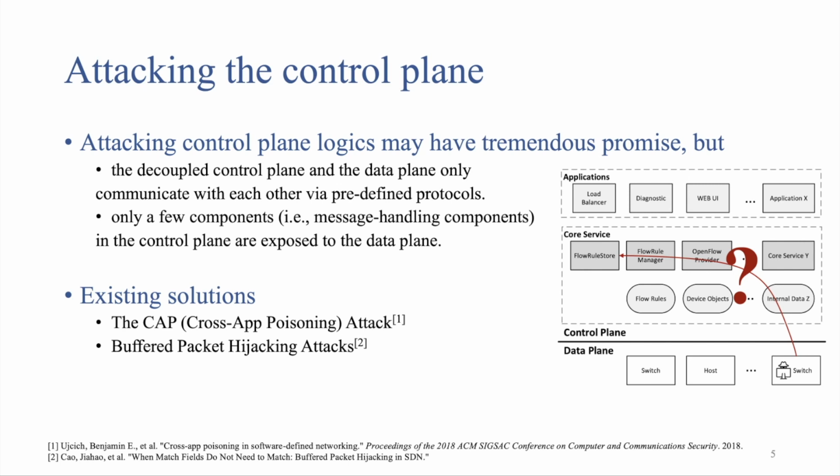Several recent works also discovered some interesting attacks to reach and attack more control plane logic. For example, the cross-app poisoning attacks leverage shared control plane states to launch attacks from an unprivileged application to a privileged one.